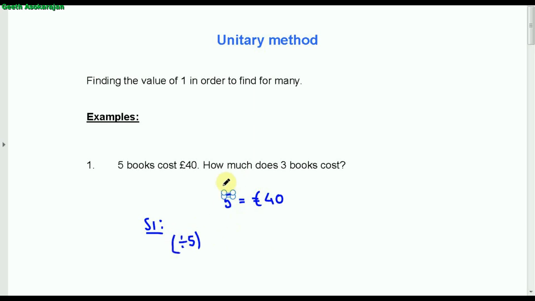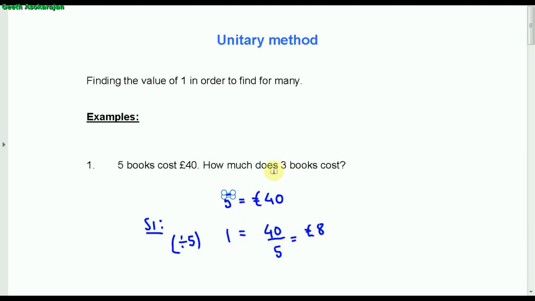So don't only divide the left hand side by 5, you need to divide both sides, the left as well as the right, by 5. So 5 divided by 5 is 1, and 40 divided by 5, that is 8. So this means that one book costs £8.